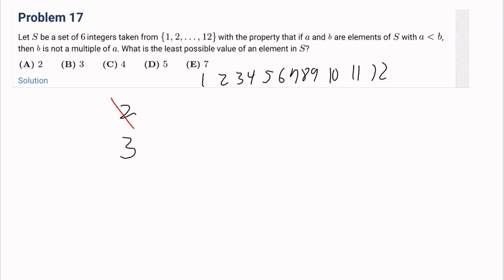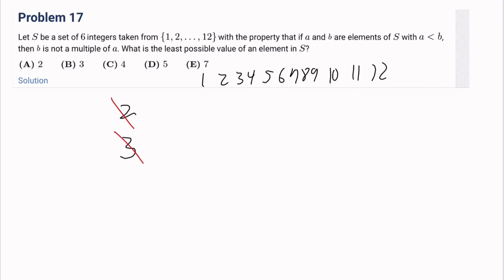What about 3? That would give 3 would be there, and 4 will be there, 5 will be there, 6 cannot be there, 7 can be there, 8 cannot be there because of 4, 9 cannot be there because of 3, 10 cannot be there because of 5, and 11 can be there, and that's it. So 3 also is not possible.